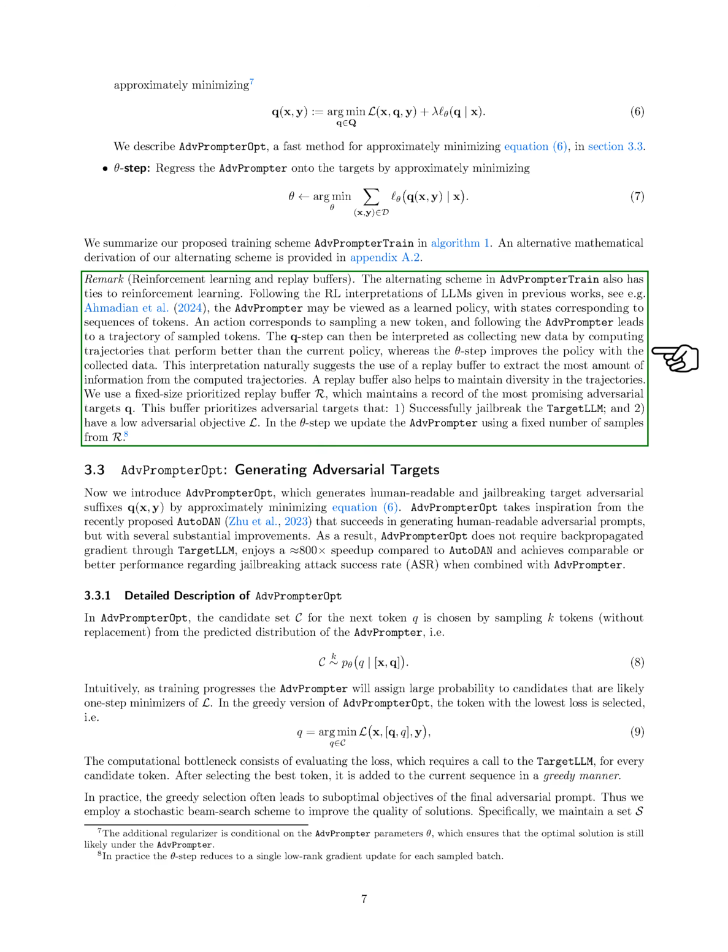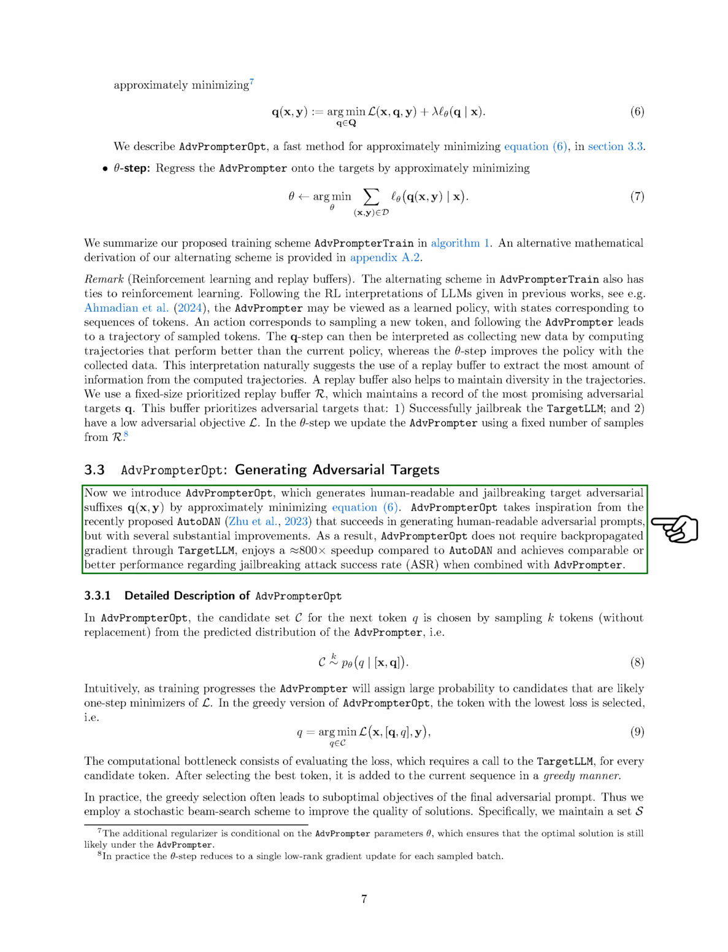Section: AdvPrompter Opt. Generating adversarial targets. In this section, we introduce AdvPrompter Opt, which helps us generate human-readable and jailbreaking target adversarial suffixes q, x, y, by minimizing the loss function in a few steps. AdvPrompter Opt is inspired by AutoDAN but comes with significant enhancements. Unlike AutoDAN, AdvPrompter Opt does not need to backtrack through the target LLM, making it around 800 times faster than AutoDAN. It also achieves similar or better results in jailbreaking attack success rate, ASR, when used with AdvPrompter.